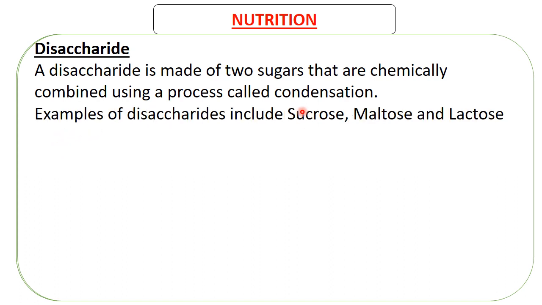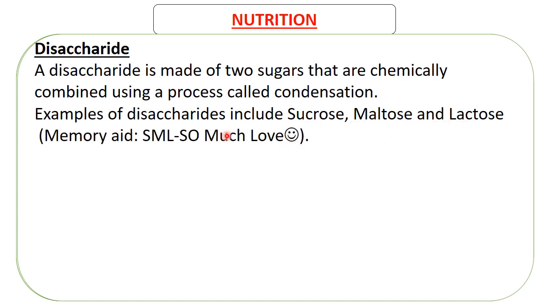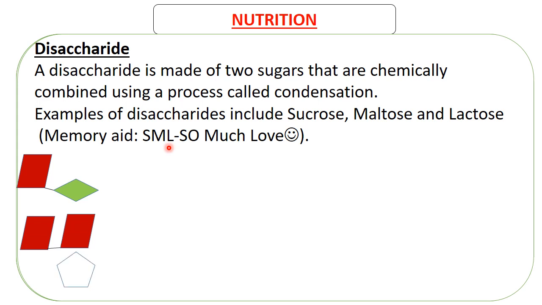Examples of the common disaccharides are sucrose, maltose, and lactose. If you want to remember this, you can use the memory aid SML, so much love. S is for sucrose, M is for maltose, and L is for lactose. Or you can create one that you'd love, something you can remember when someone asks you to give examples of disaccharides. When you combine a glucose and a fructose, you're going to get a disaccharide. We can also combine a glucose and another glucose, and we're going to get a disaccharide.